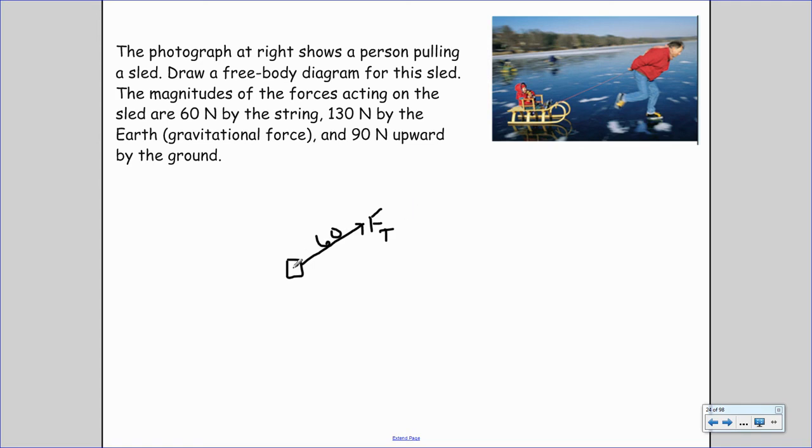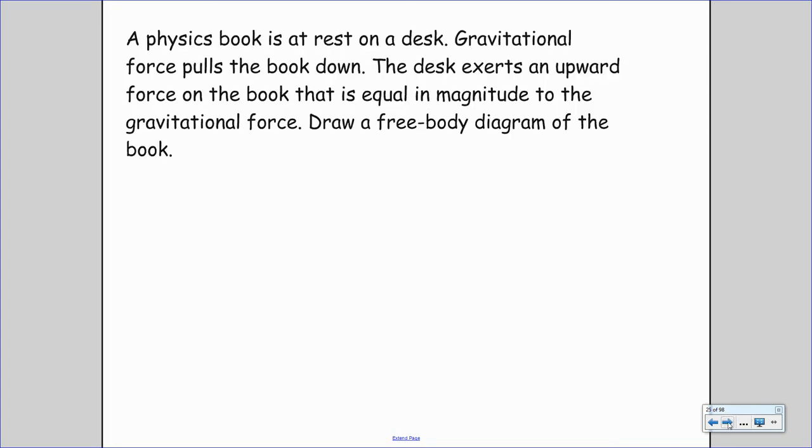That's a tension force. We've got a gravitational force pulling down of 130 newtons, so that would be straight down, 130. We could say F gravity or the weight of the sled. And then we would have 90 newtons pulling back up. 90 newtons is a supportive upward force by the ground, and so that would be our force normal. That would be a free body diagram of the sled. It's just a diagram showing you the forces. We could analyze that later, for another lesson.